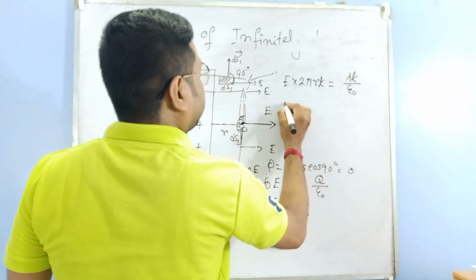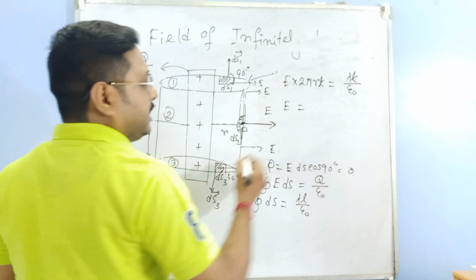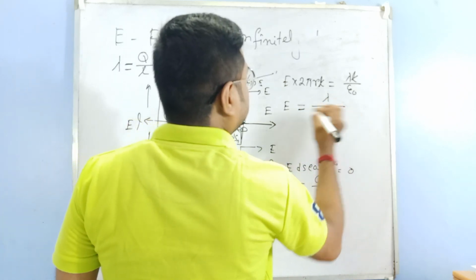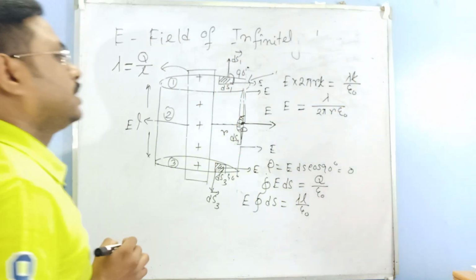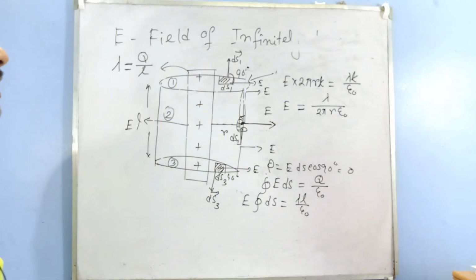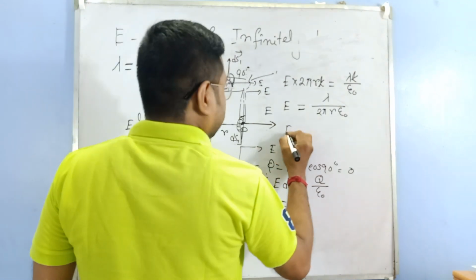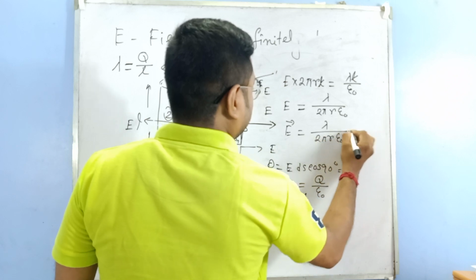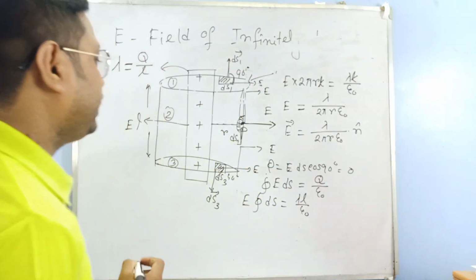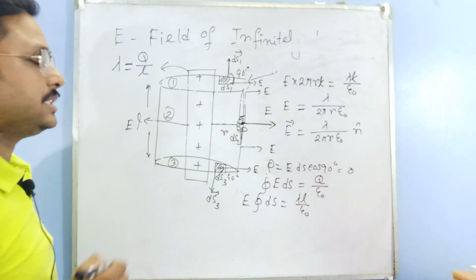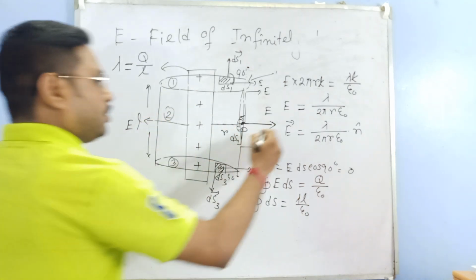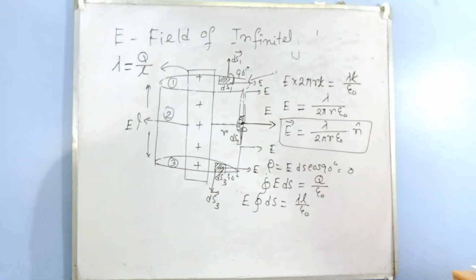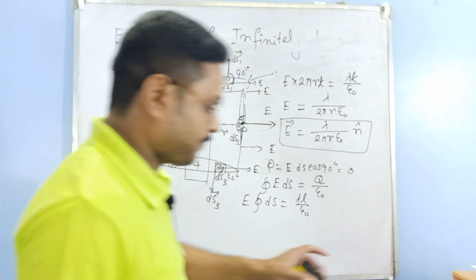L must be cancelled out, so we can get the electric field at a point P as E equal to lambda divided by 2 pi r epsilon naught, and in vector notation it is written as lambda by 2 pi r epsilon naught into n cap, where n cap is the unit vector perpendicular to the line charge density or wire. So this is the formula of electric field due to an infinite wire.